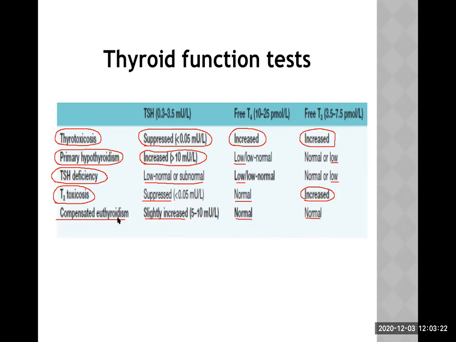Subclinical hypothyroidism. Now, why am I calling it subclinical? Because there are no signs and symptoms. T4 and T3 are normal, but TSH is increased. So why is TSH increased? Probably these are early cases of hypothyroidism. Till now, there are no signs and symptoms, but later on, signs and symptoms may arise.